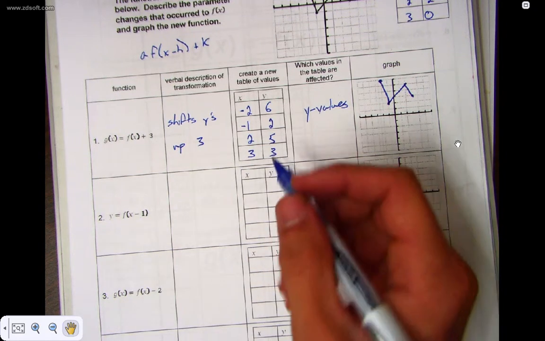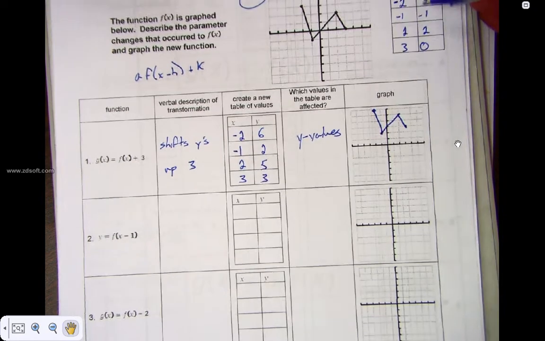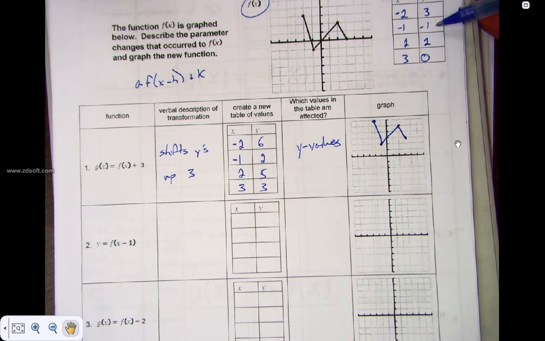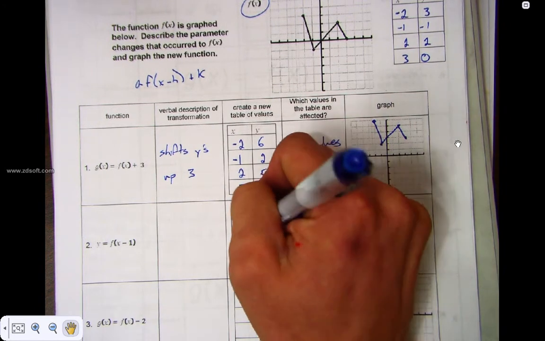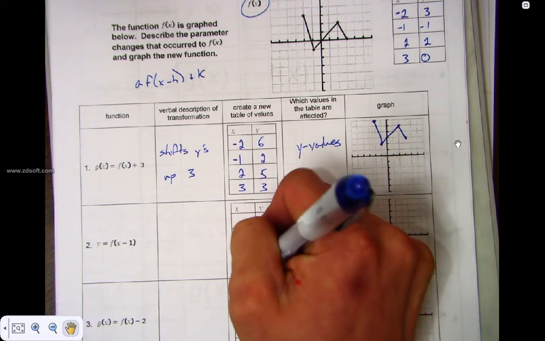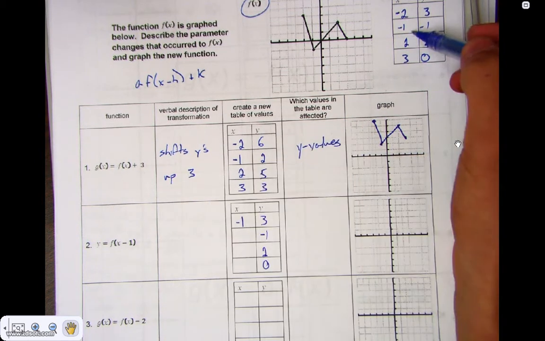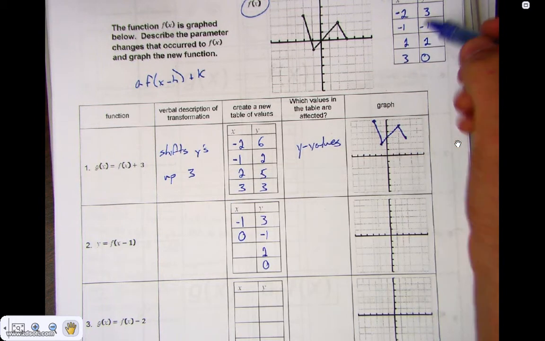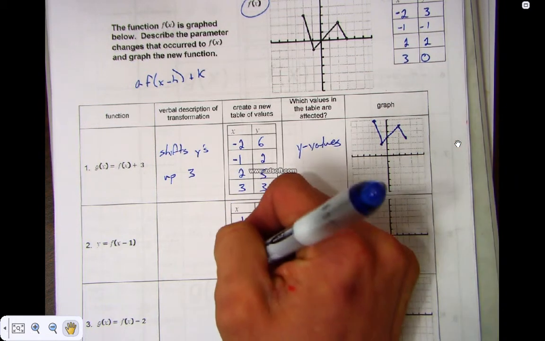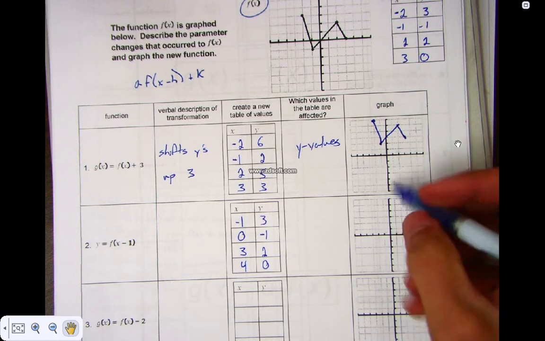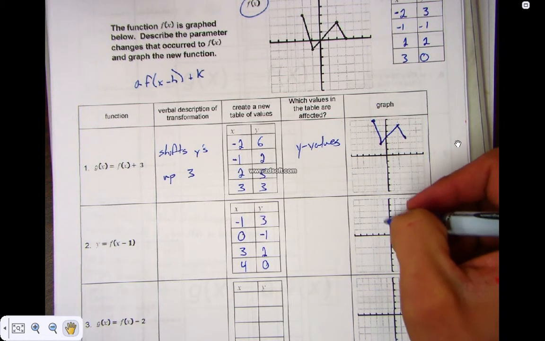Okay? So my y's don't change this time, so my y's still are 3, -1, 2, and 0. But my x's change by +1. It's shifting right 1. So -2 becomes -1. -1 becomes 0. 2 becomes 3. And 3 becomes 4. So again, now we can plot these points. -1, 3. 0, -1.